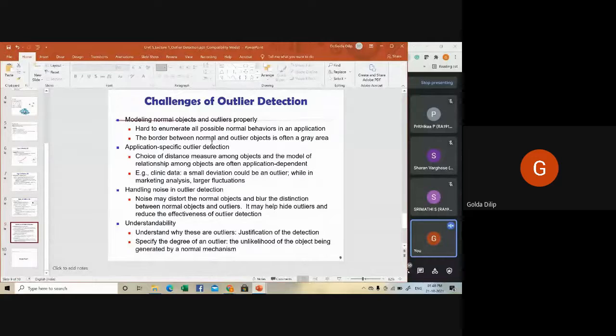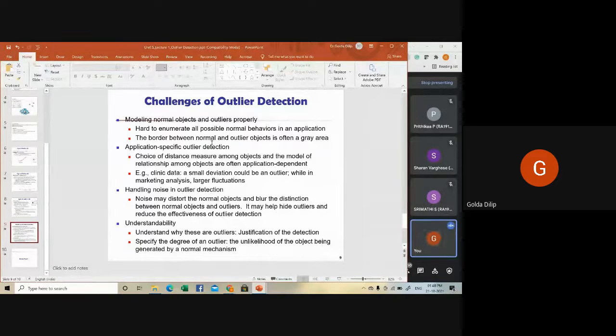Then the third one is handling noise in outlier detection. I told you outlier is different from noise. Noise is something which might distort the normal objects, and it will blur the distinction between normal objects and outliers. It may help to hide the outliers and reduce the effectiveness of outlier detection. So before performing outlier detection, it's very essential to remove the noise from the data. I gave you the example in the credit card fraud detection case.